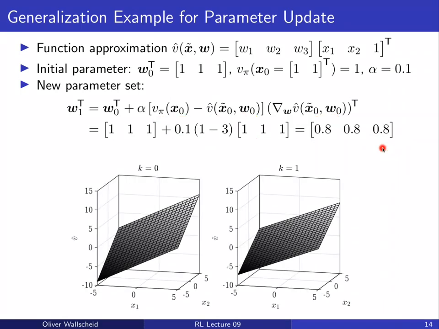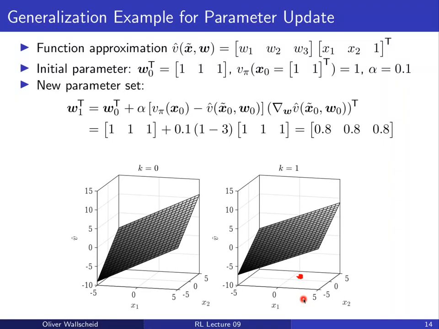And if we illustrate that in the state space, basically what we get is a plane in the three-dimensional space of x1, x2, and the approximated state value. Here on the left-hand side, we would have k equals 0 for the initial parameter case, where we see that plane, and then after the parameter update, we can see on the right-hand side, for k equals 1, that although we have only taken into account one specific state, state 1, 1, which would be roughly here, we have also changed the estimates of all other states, because that plane, as you can see here, has changed in its overall orientation in the three-dimensional space.